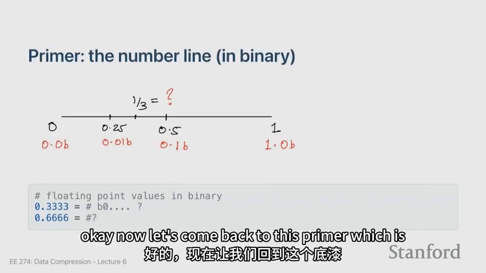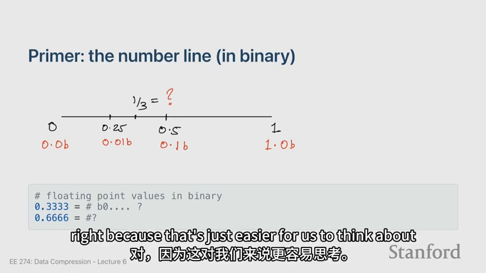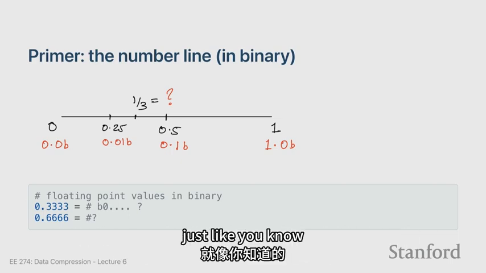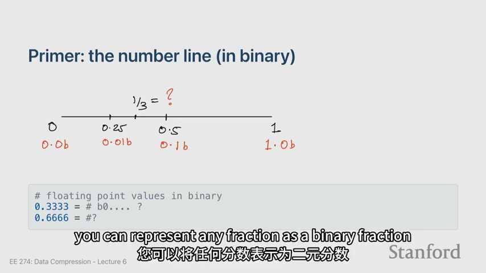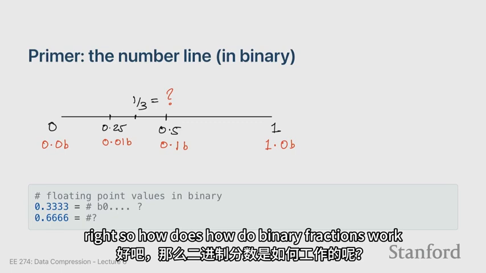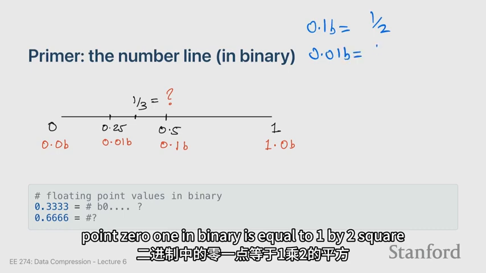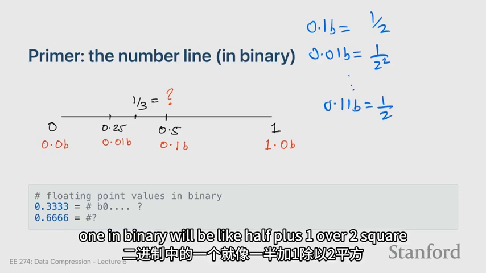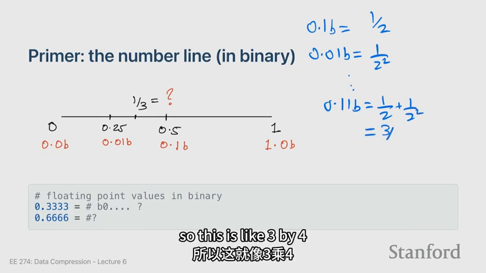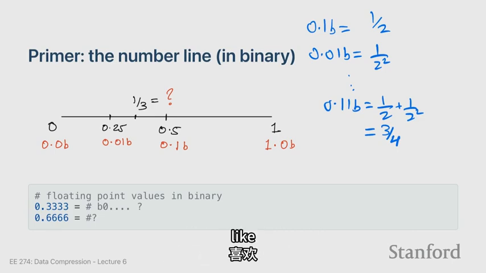Now let's come back to this primer. Till now we have been working with the decimal number line, because that's just easier for us to think about. But just like every number can be represented as a binary number, you can represent any fraction as a binary fraction. So how do binary fractions work? 0.1 in binary is equal to half, 0.01 in binary is equal to 1 over 2 squared, and so on. So 0.11 in binary will be half plus 1 over 2 squared, which is 3 by 4. You won't need to do it really, but good to know. You can do it in any base.